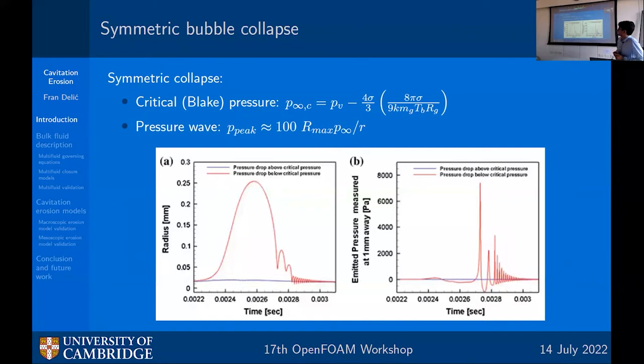Okay, so briefly speaking about the events of bubble collapses. Here we can see a spherical bubble. I'm going to use my mouse. Great.